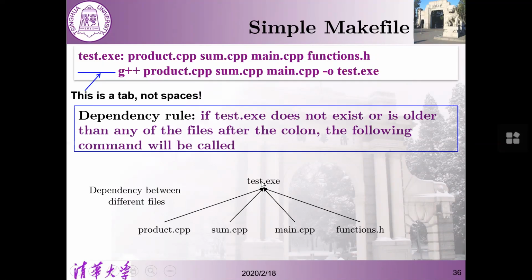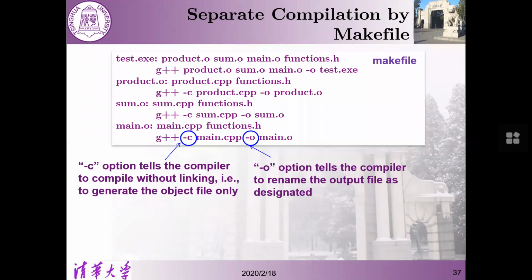Actually, this generates a dependency tree, though some of you may not have learned trees yet, because they will be learned in data structures. When a node is modified, the dependency rule will be triggered, and the corresponding command will be called. Okay. So this is a simple Makefile, and this is an example of separate compilation.